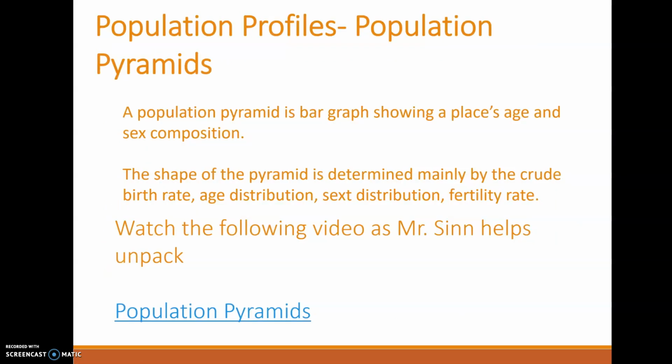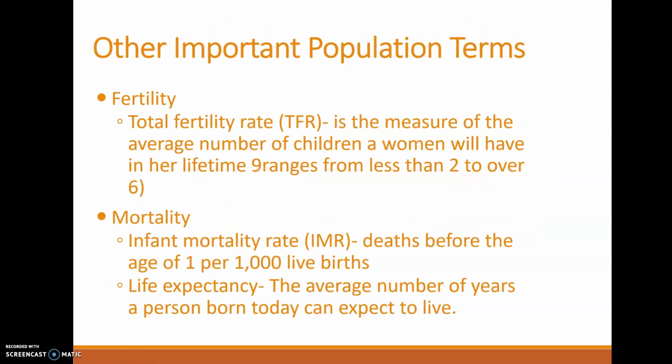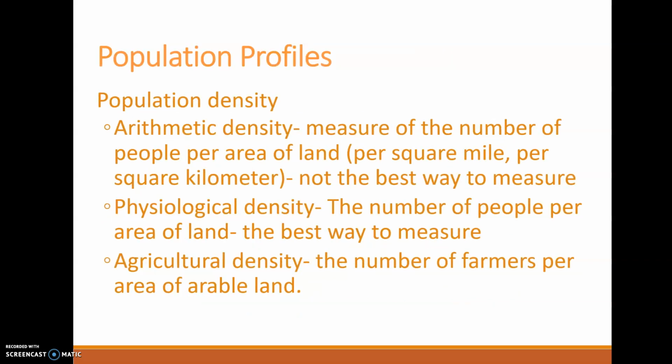Population pyramids are another wonderful tool we use to show a place's age and sex composition. And here is a great video on population pyramids. And then other important terms. Fertility rate, we want to talk about that and look at that, as well as mortality rate. So infant mortality rate and life expectancy. These terms you actually will look at for your project. So we're trying to incorporate the terms into your hands-on work using those. And so I want you to think about those.